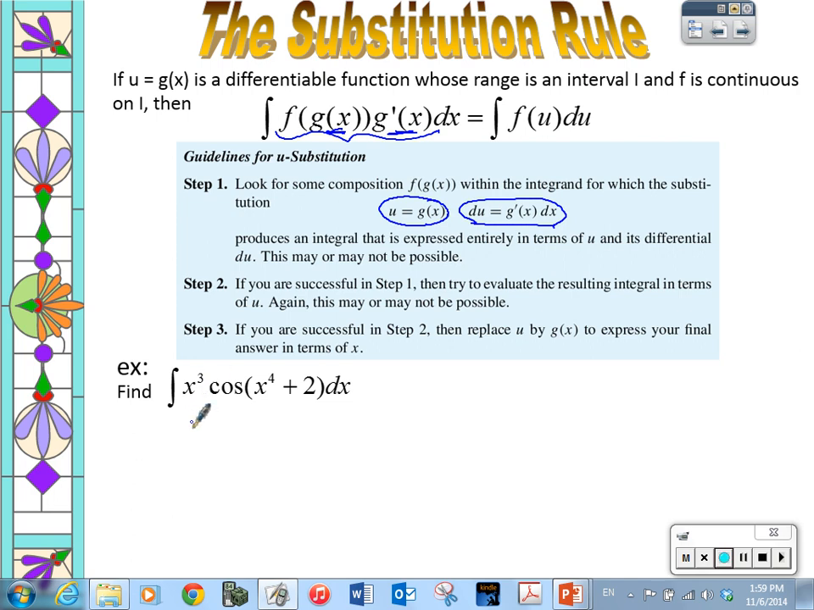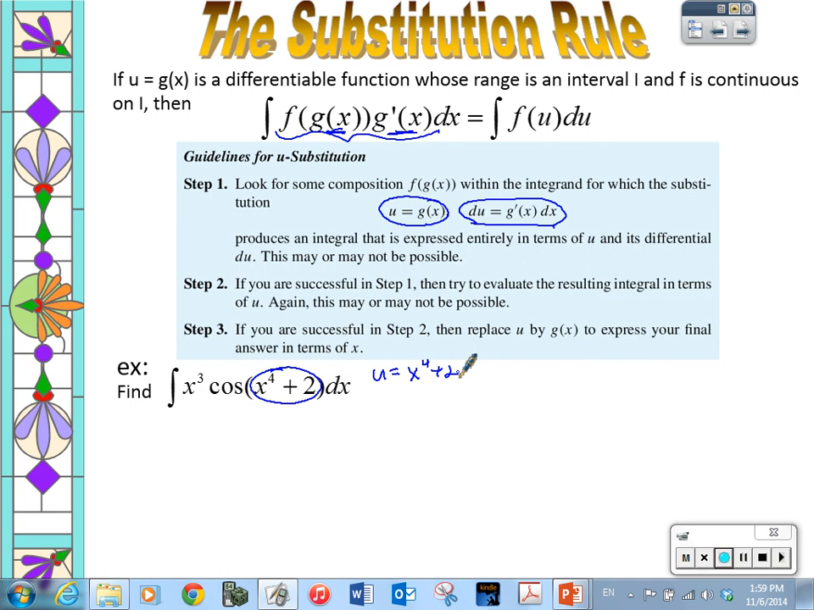Now, don't get upset or bent out of shape about the constants. The constants aren't an issue. We will deal with them. What we want to make sure is that we have the variable part there. Do I have an x cubed there? Yes. So that's how I'm going to choose my U. So I'm going to choose this for U. So U is going to equal x to the fourth plus 2.